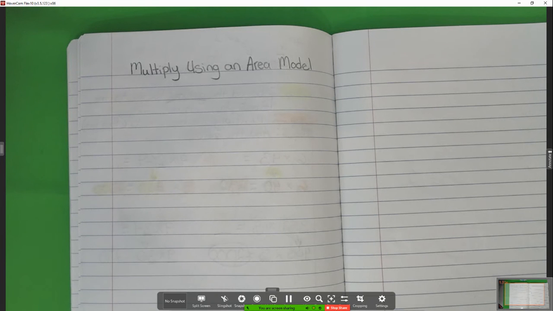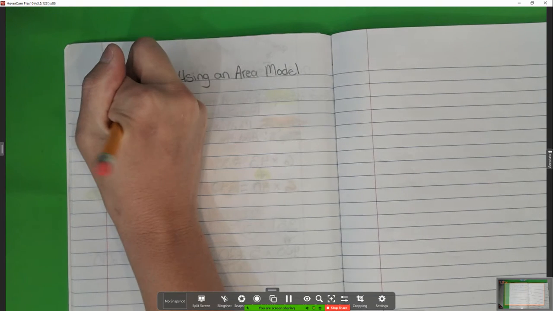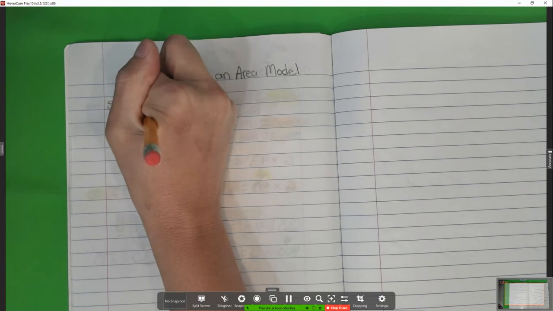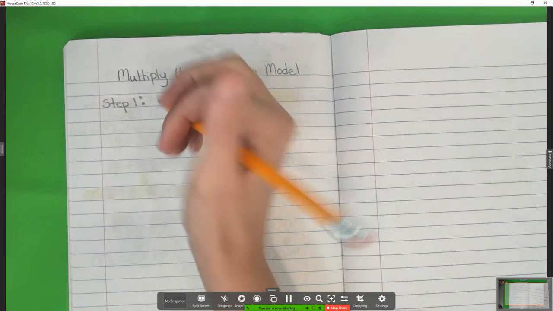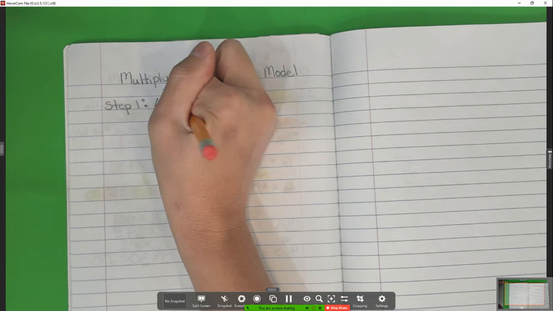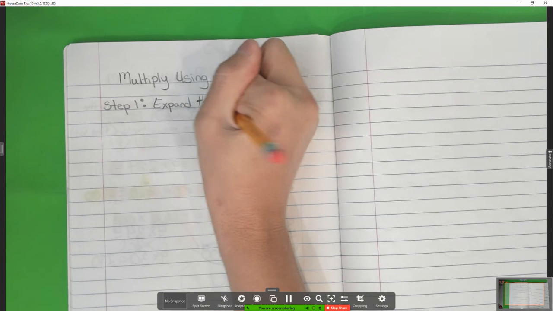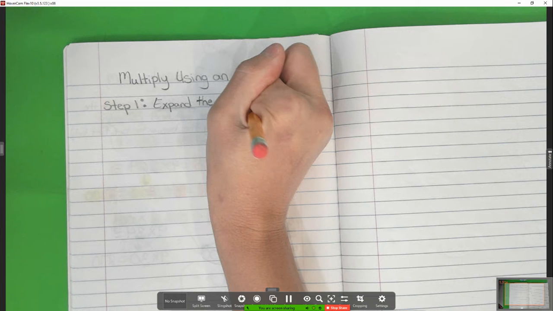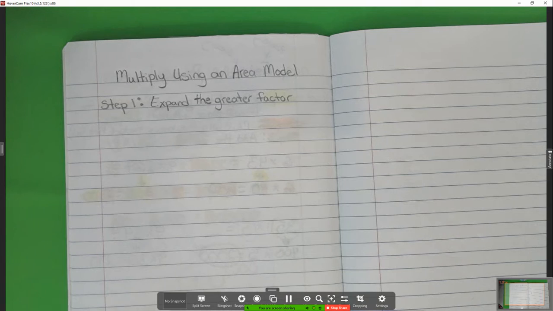Okay, I have friends that are on board with me, ready to go. So let's go ahead and we're going to talk about step 1 first. We write down our steps, and then we'll do some work. If my hand's in the way, I will be moving it. Step 1, expand the greater factor. Expand the greater factor. That's step 1.